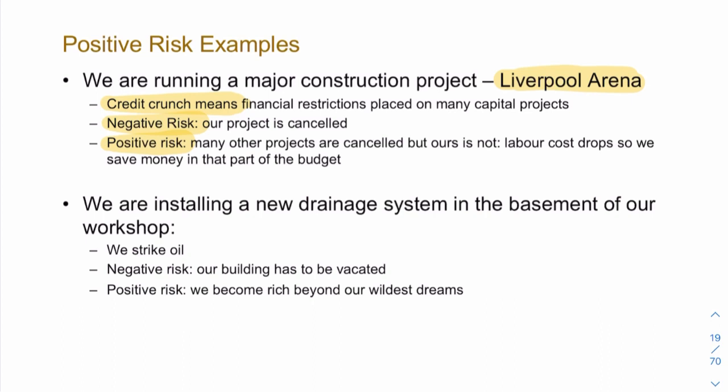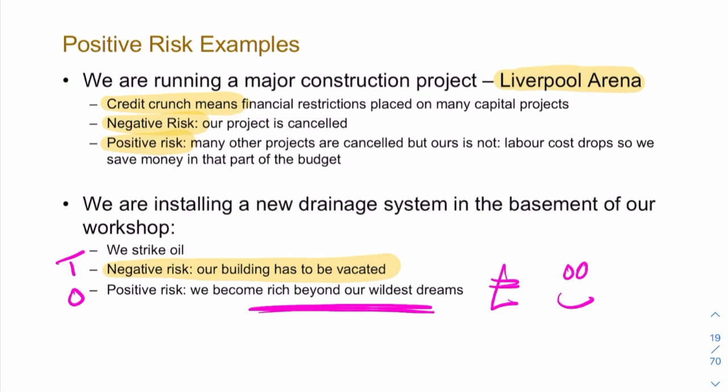Well, the negative risk means that the workshop has to be evacuated. It will probably need to be demolished, and whatever's happening in there needs to be relocated. So that's a threat, okay? But the opportunity is you could become rich, okay? It's a silly example, but it makes the point that risk can be both negative and positive, and you need to be able to look at both.